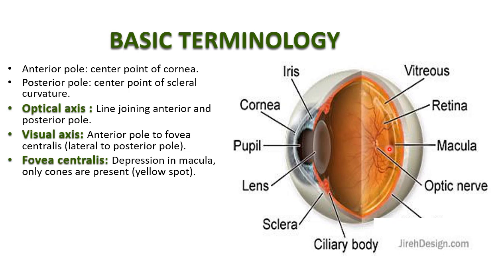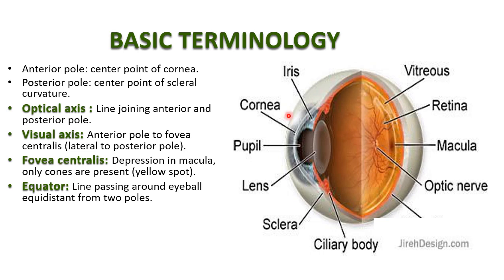Okay, you can also call it a yellow spot. And the equator is the line passing halfway, equidistant from the two poles. If you join the anterior pole to the posterior pole, any plane passing midway between them is called the equator, whereas a meridian is any line joining the poles at right angles to the equator.